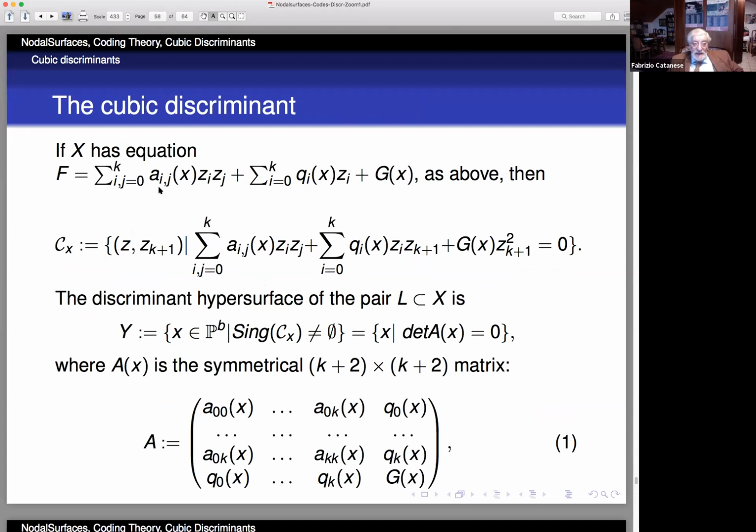And this quadric has this matrix. So if I take this development, this a_ij gives me some matrix of linear forms. This quadric gives me the first part of this column and the first part of this row. And so you see that the discriminant of this projection is the points x such that this matrix has trivial determinant, which means that this quadric has singular points.